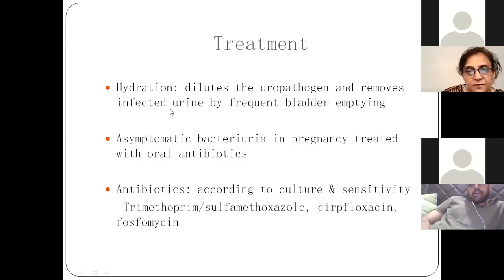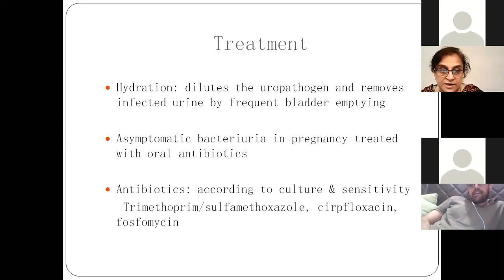What's the treatment? You have to dilute the urine. With hydration, there's dilution of the urine, and this dilution helps to remove uropathogens. With the flushing action and frequent emptying of the bladder, the pathogens are going to be flushed off. So this is a part of the treatment and prevention also, to be hydrated and keep the urine diluted.